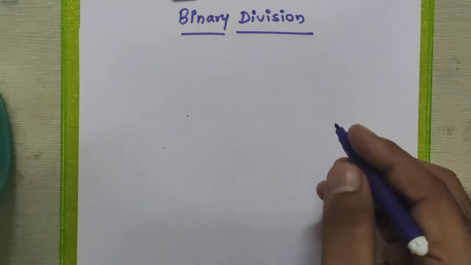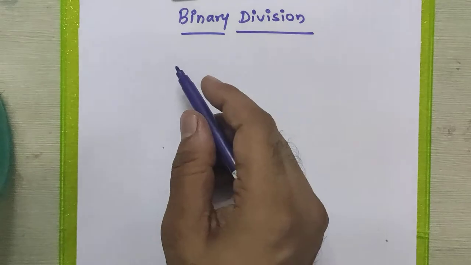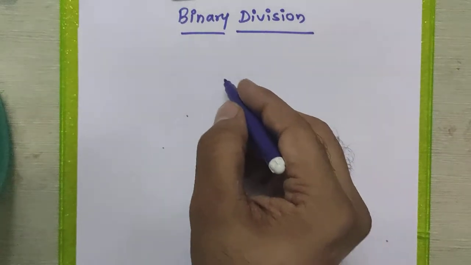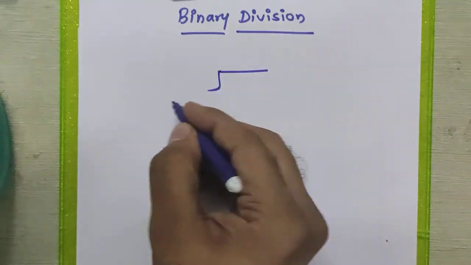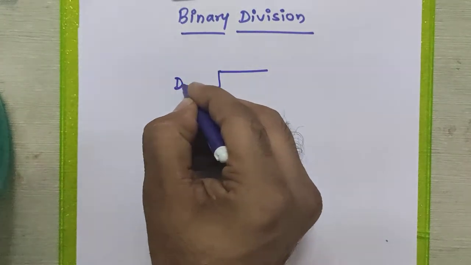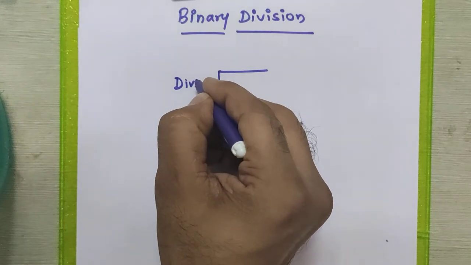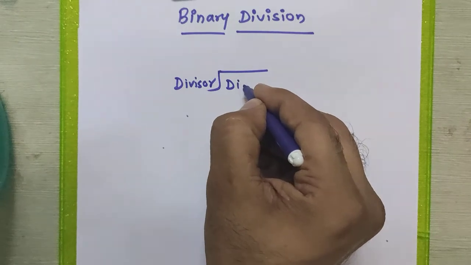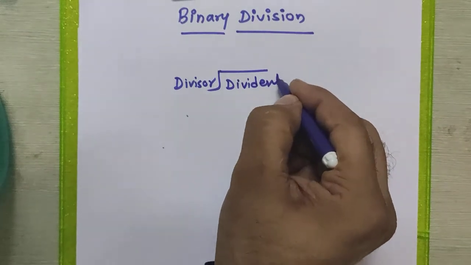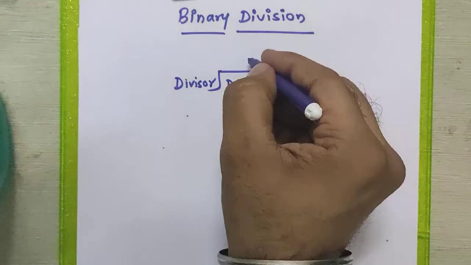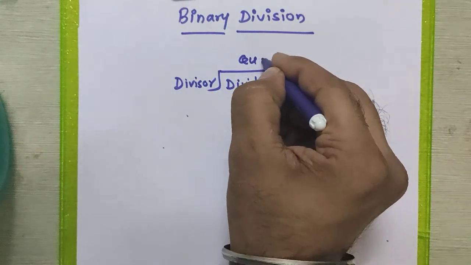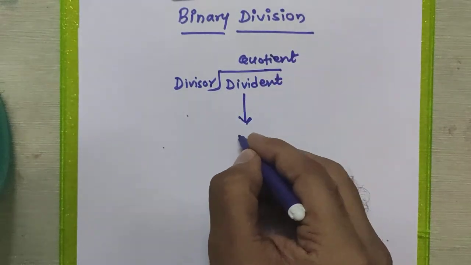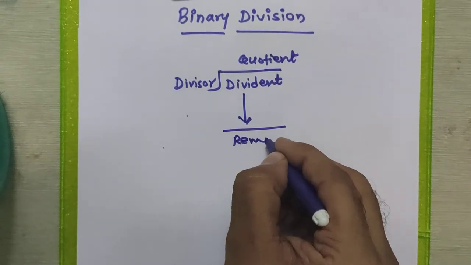Hello everyone, in this tutorial we are going to study binary division. For performing binary division we are going to use this structure for all the binary division problems. Here we have the divisor, here we write the dividend, here we get the quotient, and at last we get the remainder at the bottom.